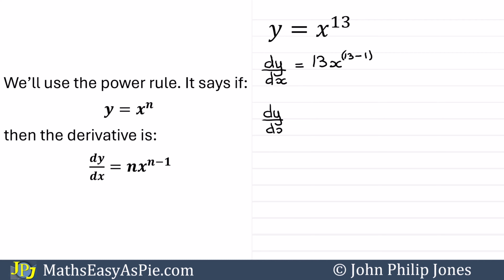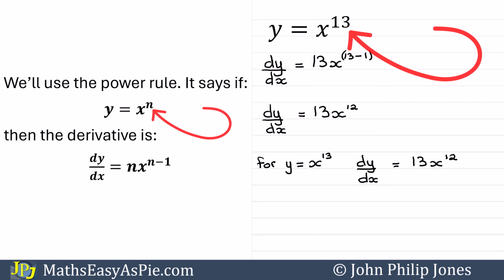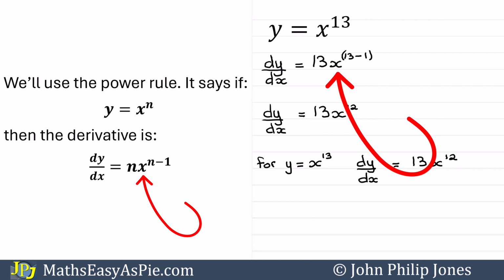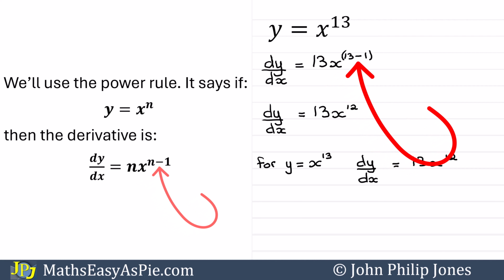Moving on to the next line, we have dy/dx equals 13 x to the power 12, where the 12 has come from the subtraction here of 1 from the 13. So we can say for y equals x to the 13, dy/dx equals 13 x to the power 12. So to summarize, this 13, which is the power, is brought to here to multiply the x, and then we can see here we subtract 1 from the power of 13, and that's how we ended up with 12 here.